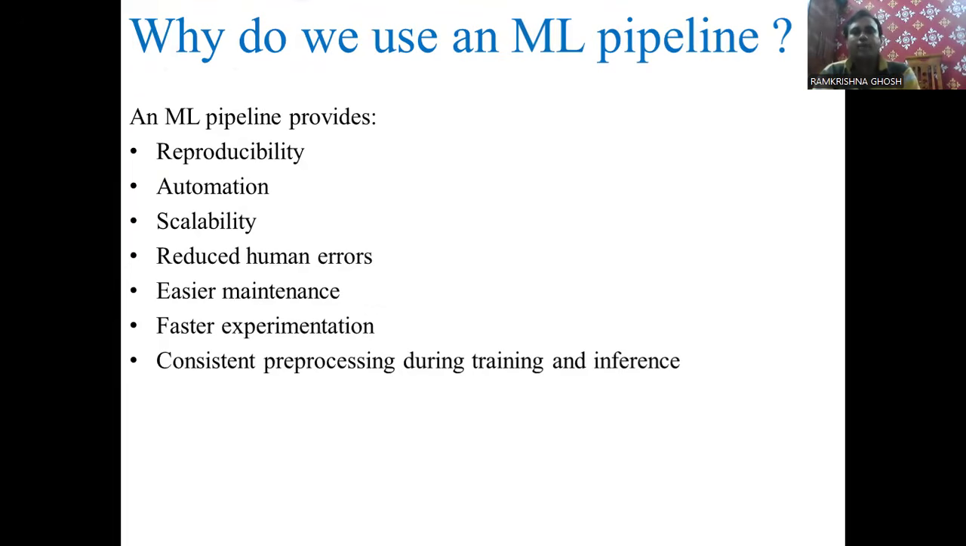Why do we use an ML pipeline? An ML pipeline provides reproducibility, automation, scalability, reduced human errors, easier maintenance, faster experimentation, and consistent pre-processing during training and inference. Inference is the process of a trained machine learning model making predictions.